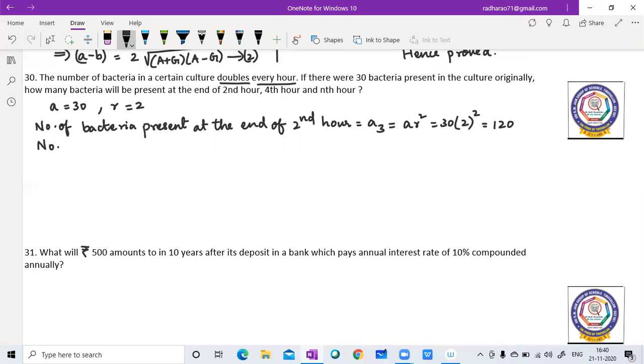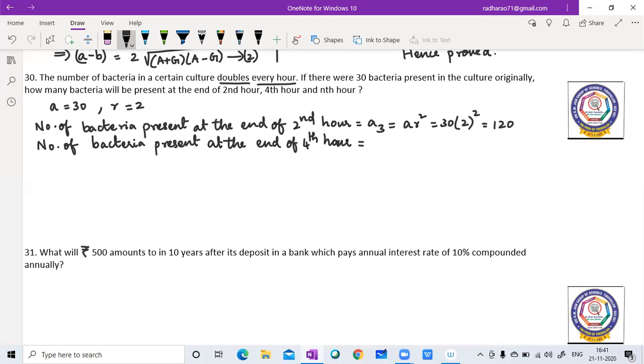Now the number of bacteria present at the end of the fourth hour. Hope you understand this, because in the beginning it was 30. Every hour it doubles. So at the end of 1 hour, 30 will become 60. And at the end of the second hour, 60 will double into 120.